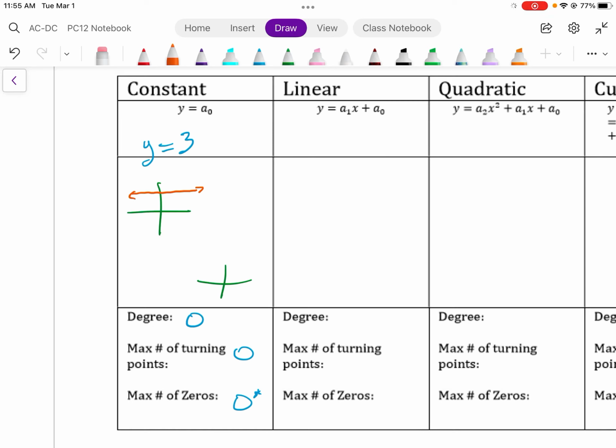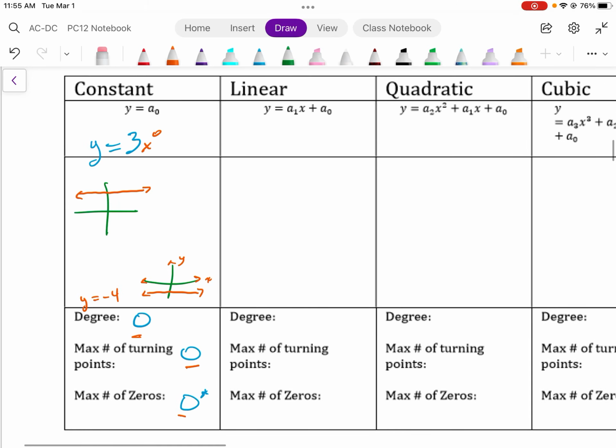It's a horizontal line. This is a degree 0 because the largest exponent here is x to the power 0. There are no turning points on my graph, and the maximum number of zeros is 0. Similarly, I could have y is equal to negative 4, and that would be a horizontal line down here below the x-axis.